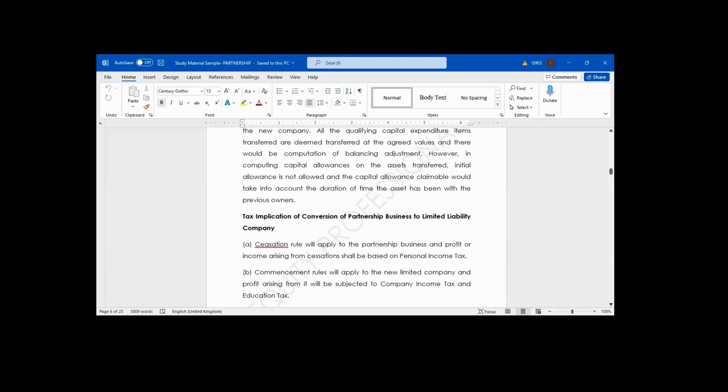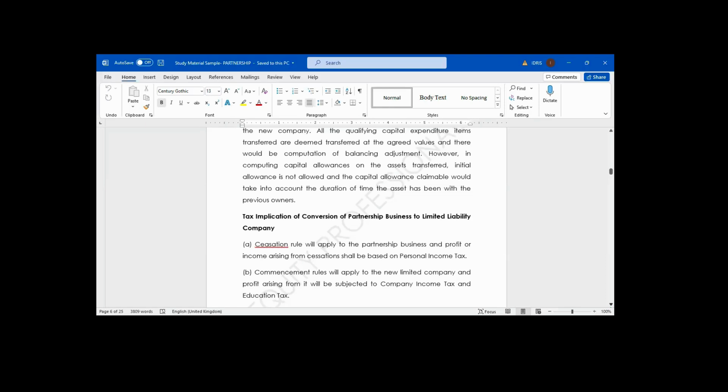How about the terminal profit, sir, from the business? Yes, that terminal profit, we are going to apply cessation rule to it. And that terminal profit will be subjected to personal income tax. That is what we are saying.